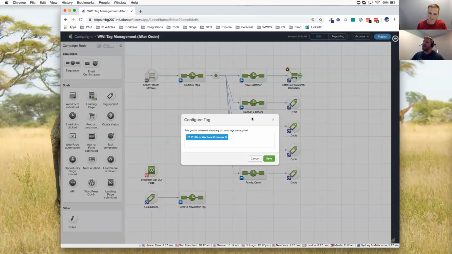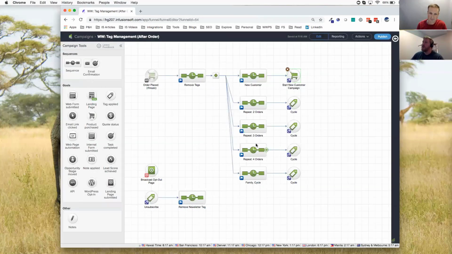So essentially this end goal is just looking for the new customer tag here as well. As soon as they get that new customer tag applied here, boom, they're coming right out of the campaign so that next time they purchase, they come back through. The next time they purchase, the only thing that's different is this decision diamond says, if someone has a new customer tag on their record, then don't send them down this route, this new customer route, send them to the repeat 2 orders portion of the campaign.